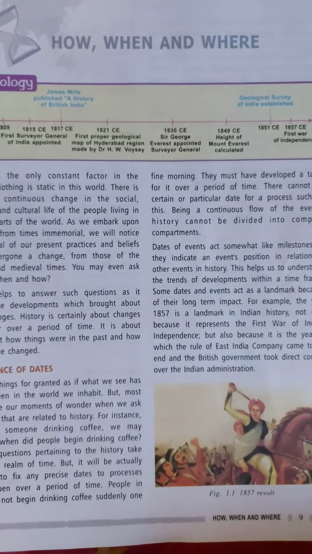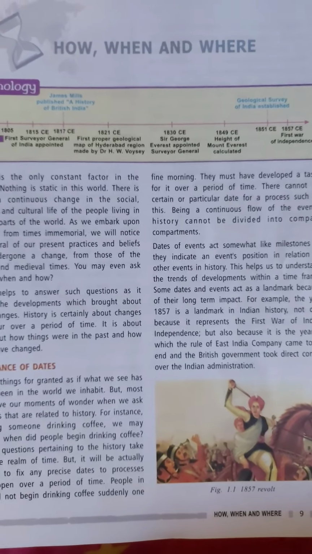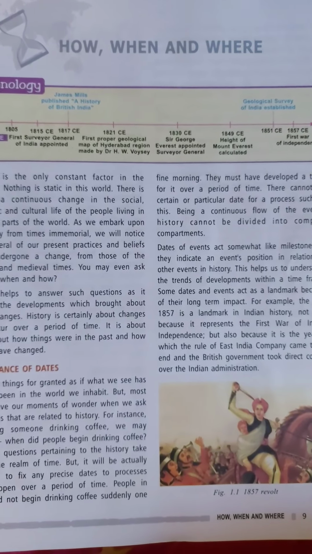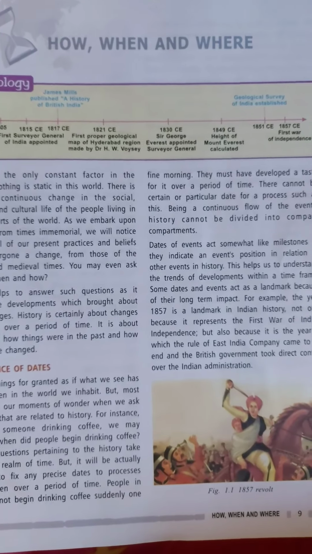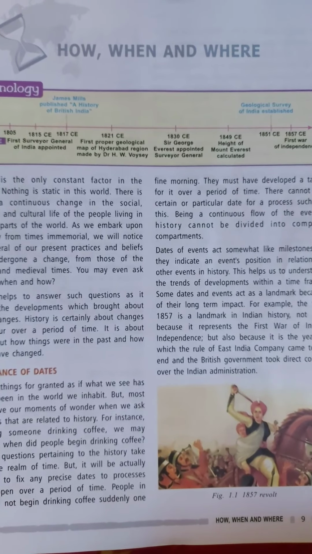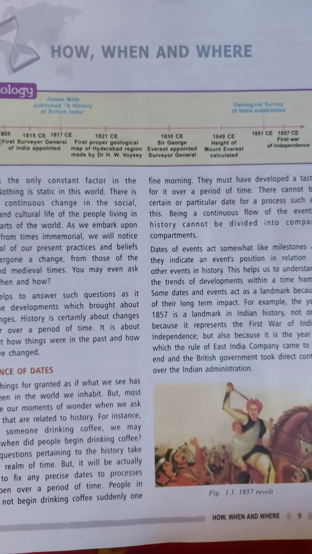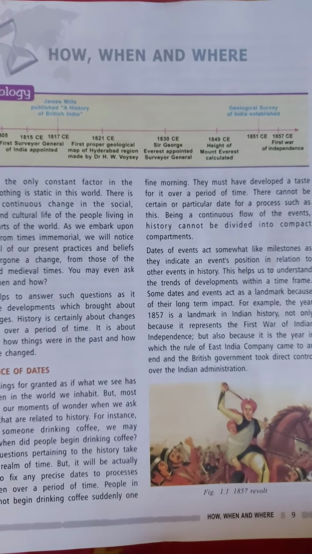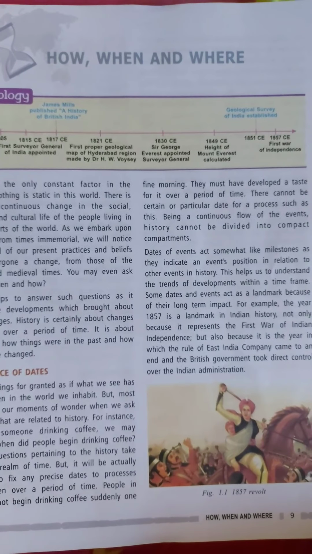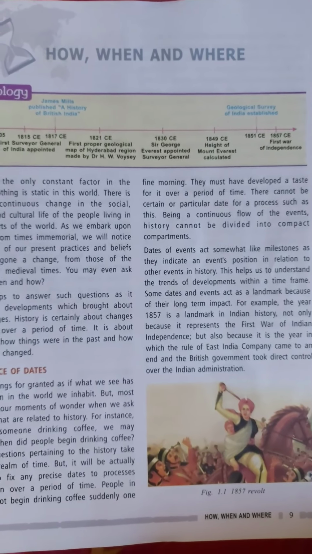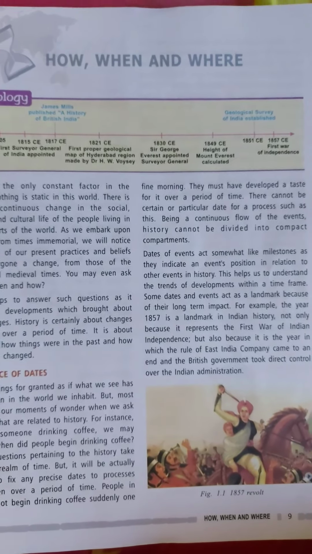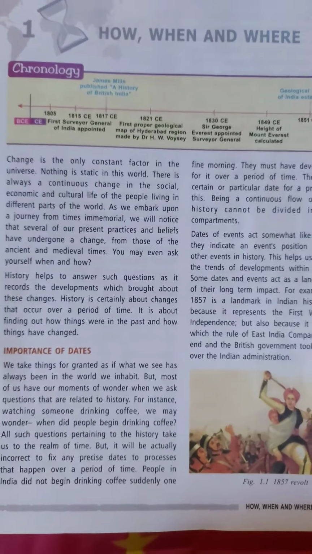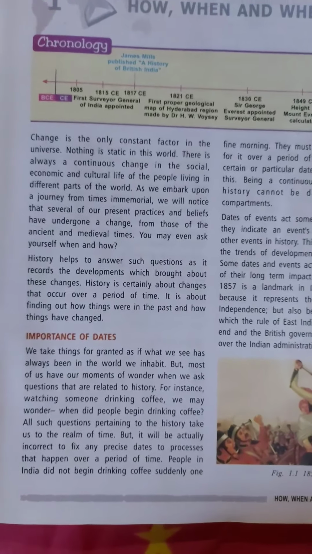First chapter of history, which is how, when, and where. So, it means that in this chapter we are going to study about the past, how things had happened in the past, when things happened in the past, and where the events had happened in the past. So let's start the chapter.